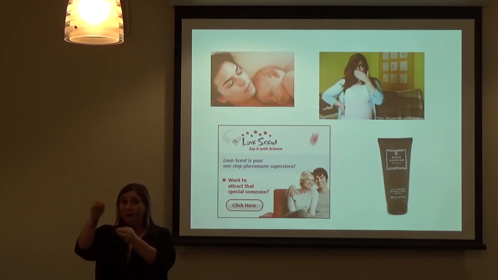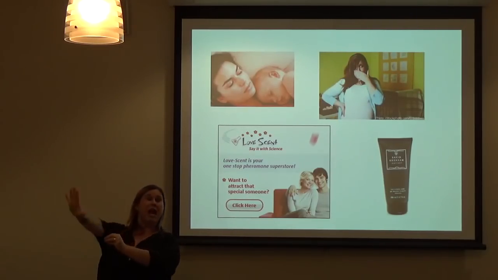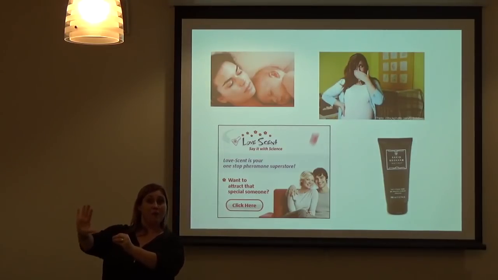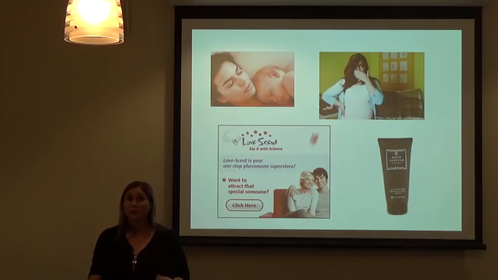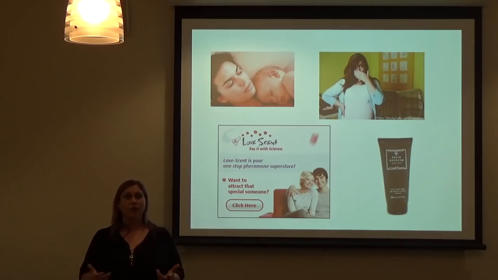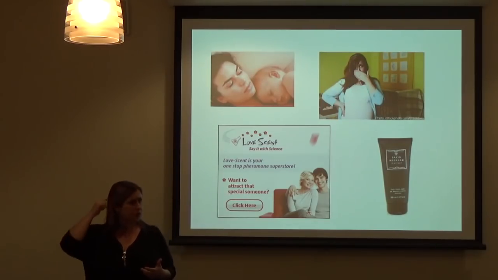And if you are not attracted to people who have the same MHC as you, if their smell grosses you out, you're less likely to mate with a relative. And obviously mating with a relative is bad. It creates inbreeding, and then we have more genetic problems with the organism.